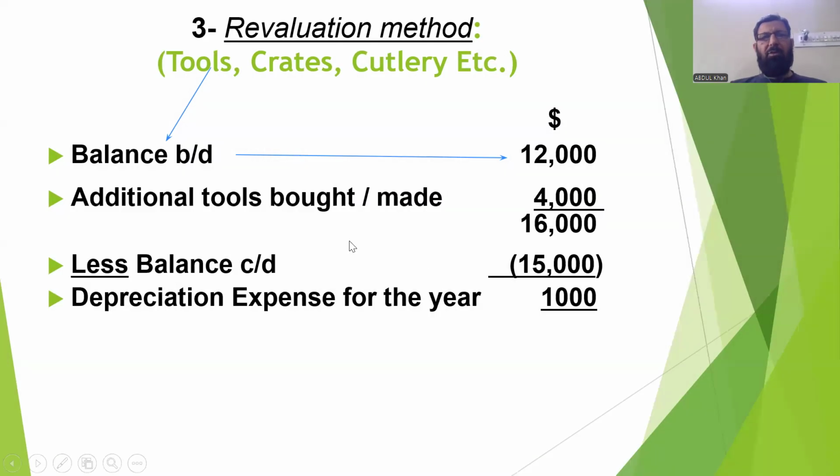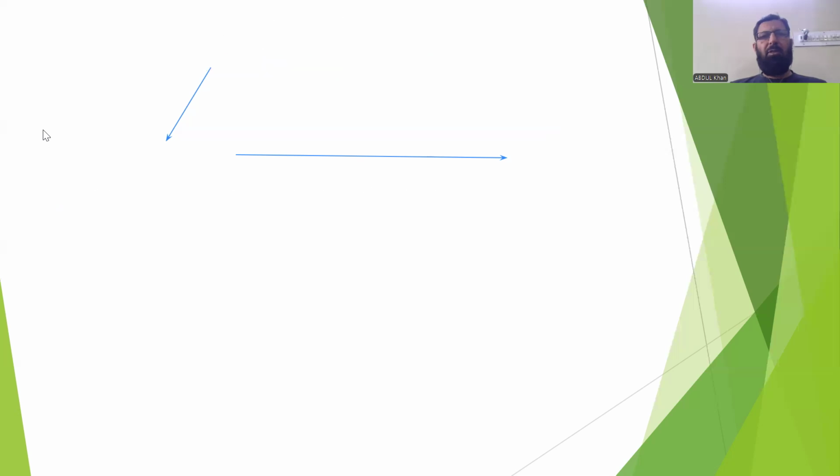This is all. I think there are many methods of depreciation, but in our syllabus we have only these three methods. One is the straight line method, second is the reducing balance method, and third is the revaluation method. Okay, I'm just on the last two. I will take only 2-3 minutes to recap it quickly.